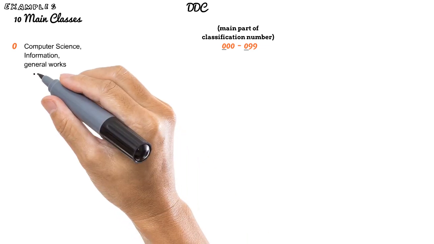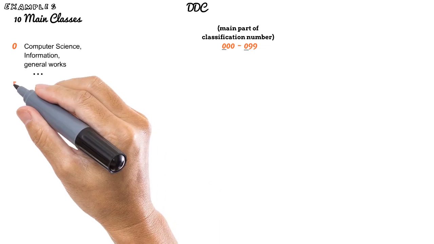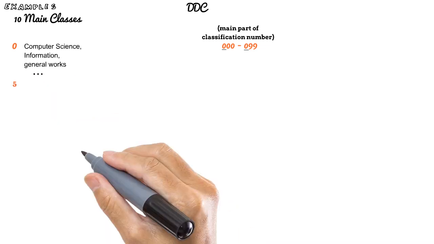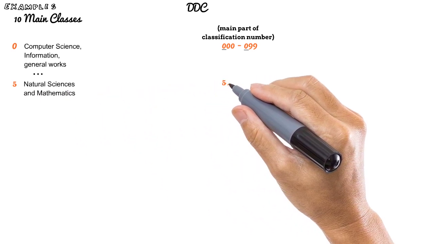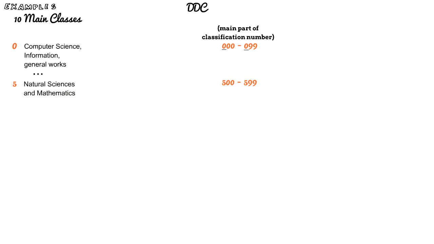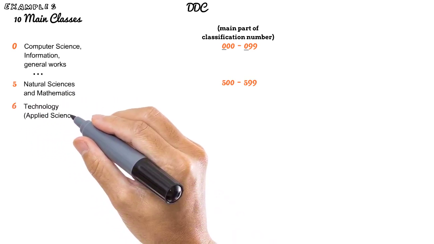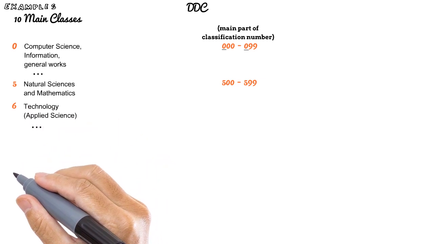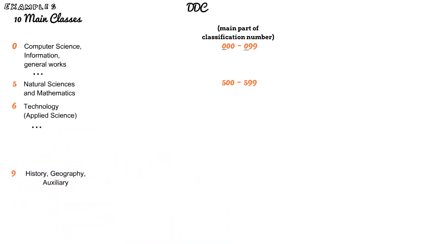Let's skip main classes from 1 to 4. Main DDC class numbered 5. It's about natural sciences and mathematics. Classification numbers from 500 till 599. Main DDC class 6 is about technology, applied science. Main DDC class 9. It's about history, geography, and auxiliary disciplines.